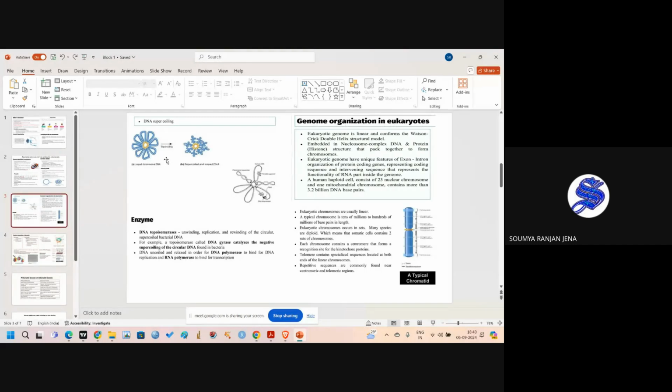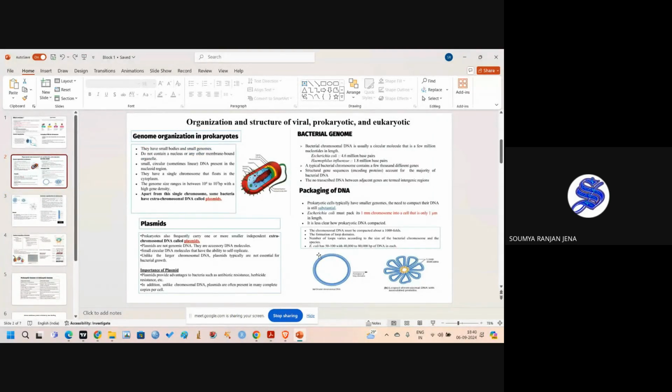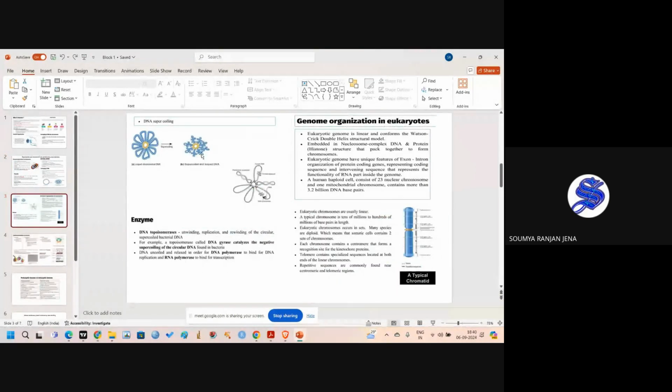And here the supercoiling occurs by different DNA topoisomerases. This topoisomerase causes unwinding, replication, rewinding. Unwinding means during the replication process, this topoisomerase unwinds the circular form, because in these circular forms DNA can replicate, not like this form. In this form DNA cannot replicate, so unwinding is required. For this unwinding, DNA topoisomerase is required.